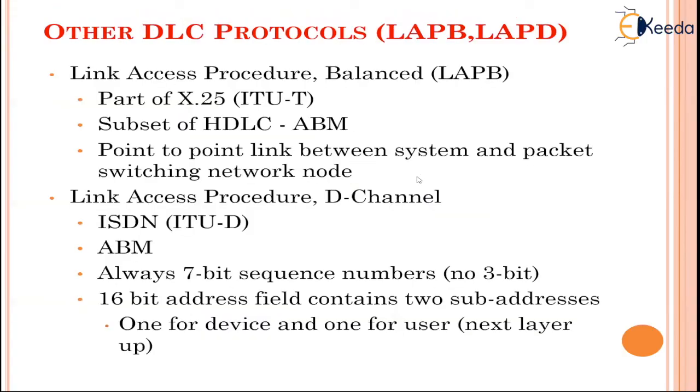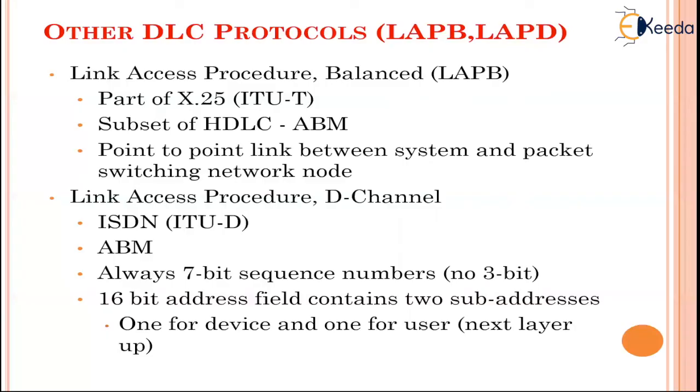Then other DLC protocols. Other examples of the data link control protocols are LAPB and LAPD, which are derived from the basic HDLC protocol, or HDLC protocol is modified, or these are the sub protocols of the HDLC protocol. So here LAPB is the link access procedure balanced. This is a part of the X.25 protocol. It is a subset of HDLC asynchronous, which uses the asynchronous balanced mode of operation. It is used on point-to-point links between system and packet switching network node.